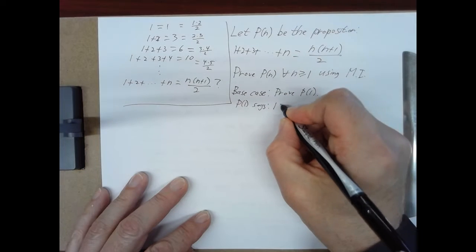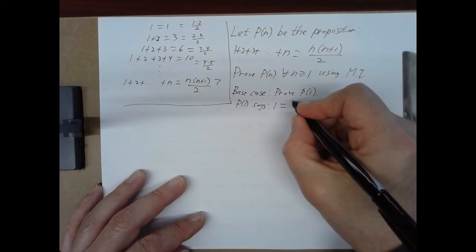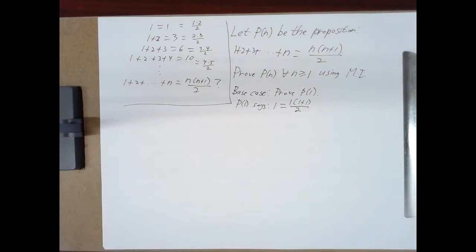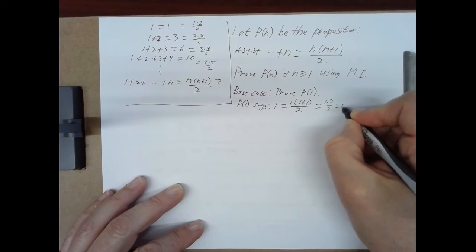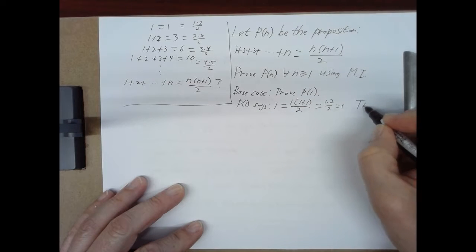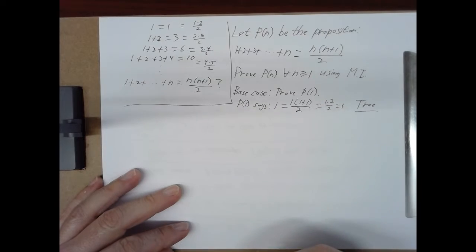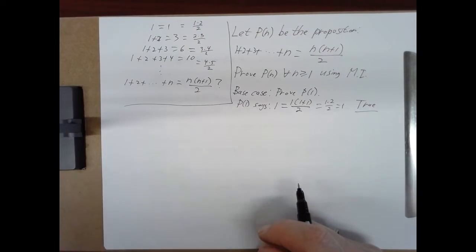Yeah, or if we don't simplify, or even less simple, 1 times (1 plus 1) over 2, which is the same thing. So this is 1 times 2 over 2 equals 1, and this is true. How do we know? Well, we have to believe that 1 equals 1. That's not always given, but we'll assume that in this course. So P of 1 is true. So we've done the base case.